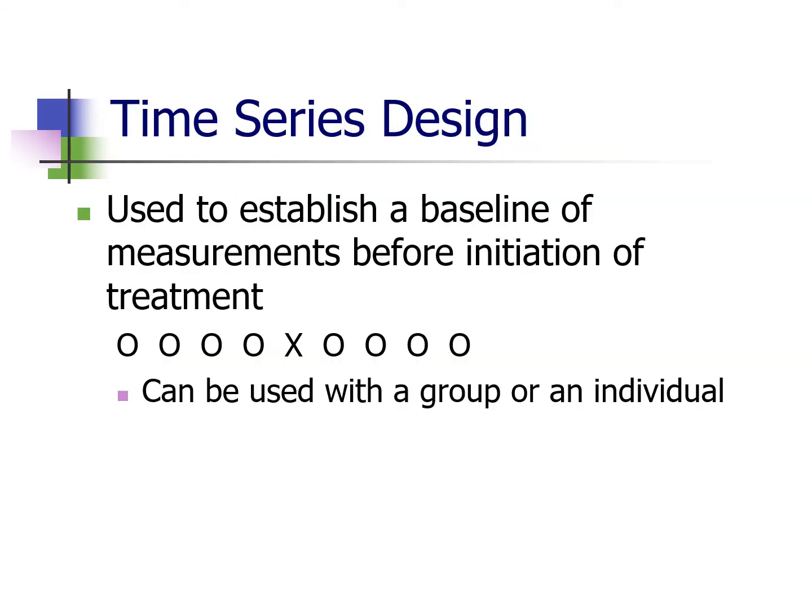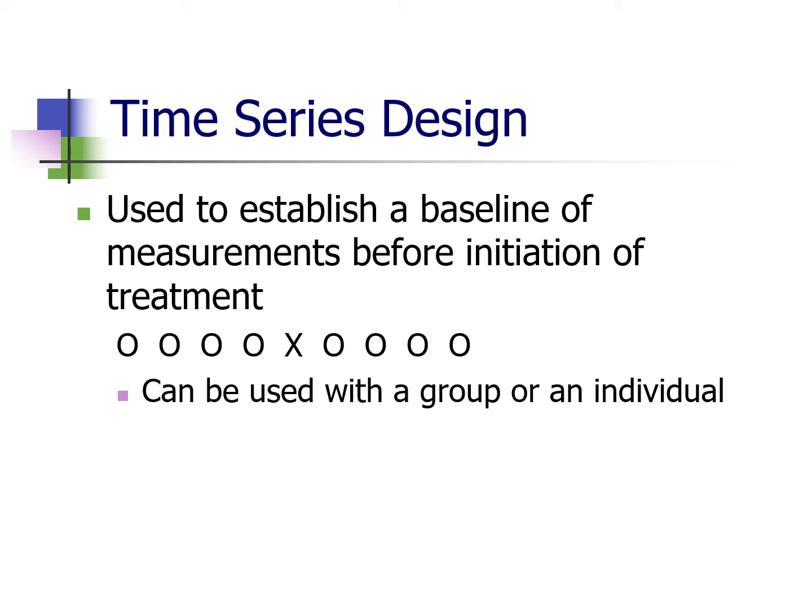Another design that we commonly see in the literature is a time series design. This is used to establish a baseline of measurements before the initiation of treatment to either a group or an individual. When a comparison group is not available, it becomes important to either establish the stability of a measure before the implementation of treatment or document the extent to which the measure is changing solely as a function of time.